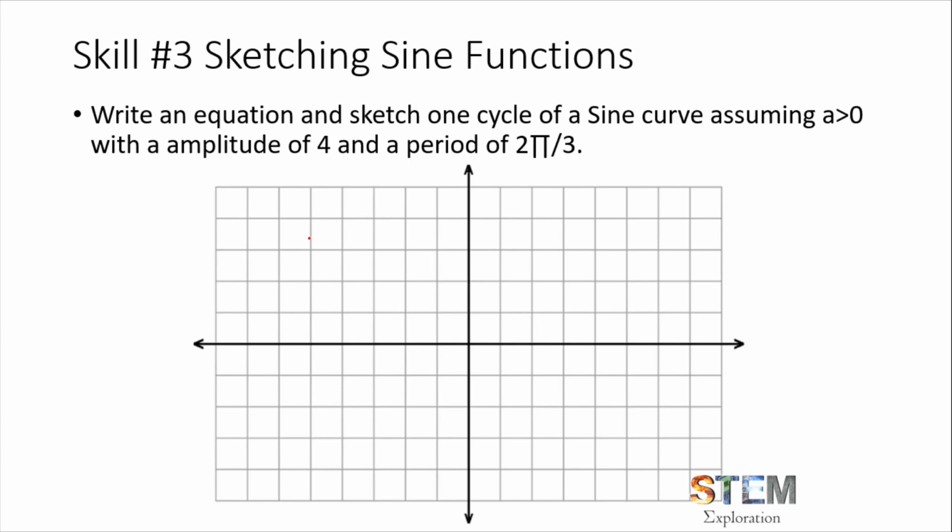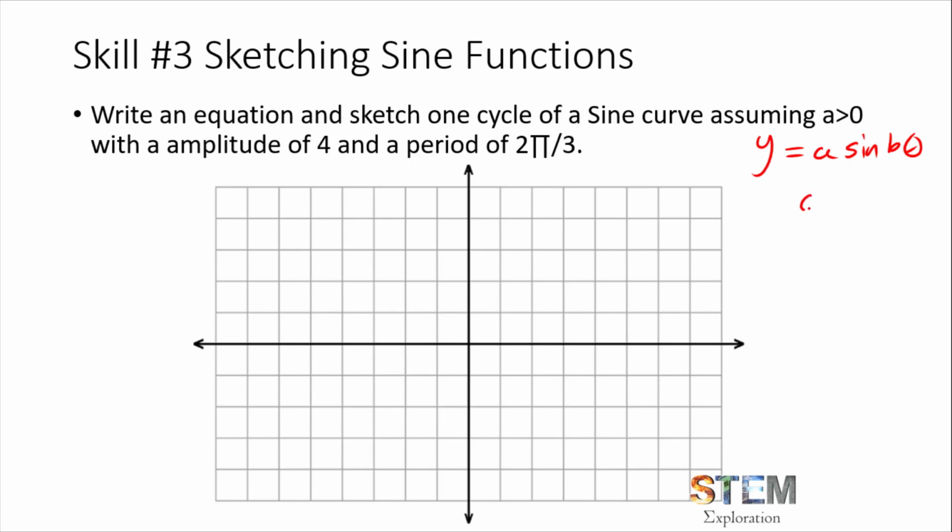So what I want to talk about is how to write an equation and sketch one cycle of a sine function, assuming a is greater than 0, so we're not doing any negative sine function here. And we're going to say it has an amplitude of 4 and a period of 2 pi over 3. Well, let's pull out our useful equation here again. Y equals a sine of b theta.